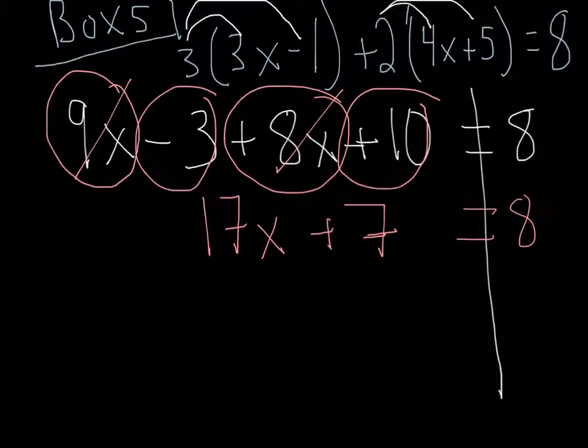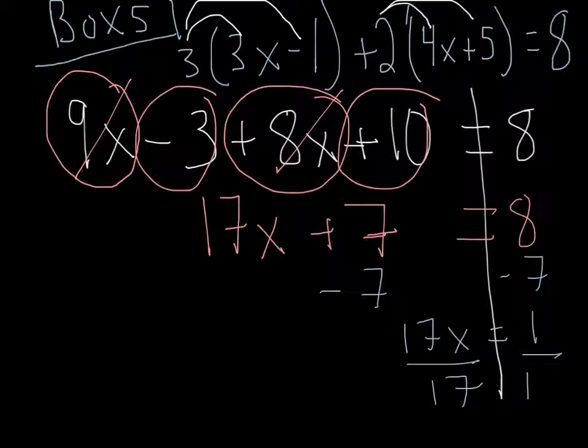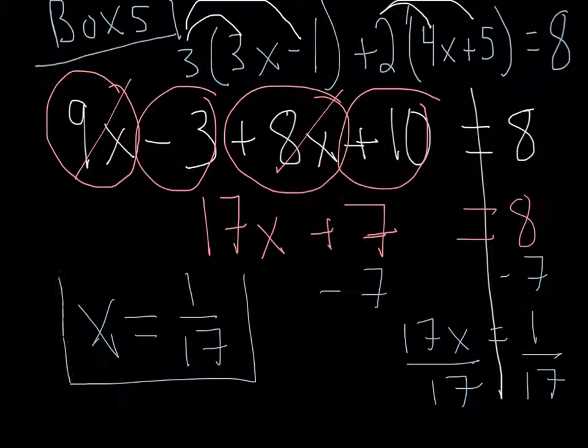Now I'm going to subtract 7 from both sides. And I get 17x equals 1, and divide by 17. Now since it's just a fraction, I'm going to leave this as a fraction answer. So if you got this correct and you have all the steps correct, go ahead and move on. If you don't, make sure you pause it and get down the right steps in box 5.